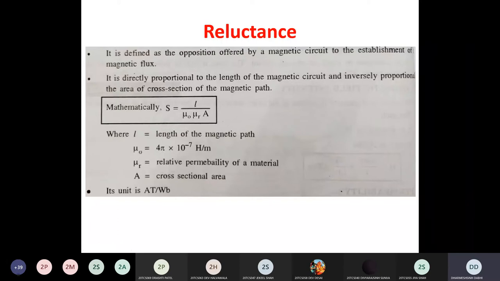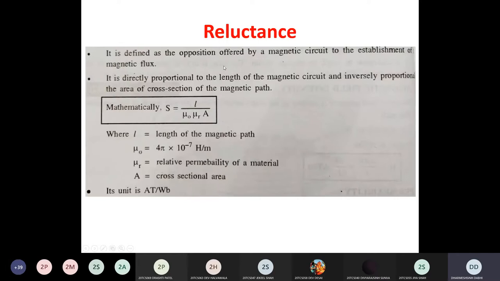Clear? As we know, we have classified magnetic material in three parts: ferromagnetic, paramagnetic, and diamagnetic material. In ferromagnetic material, we can easily pass magnetic flux lines when we apply the MMF, the magnetomotive force. It means magnetic flux can easily be set up in ferromagnetic materials like nickel, iron, and cobalt. So we can say the reluctance of these three materials is lower, because they can easily establish magnetic flux lines through the material.